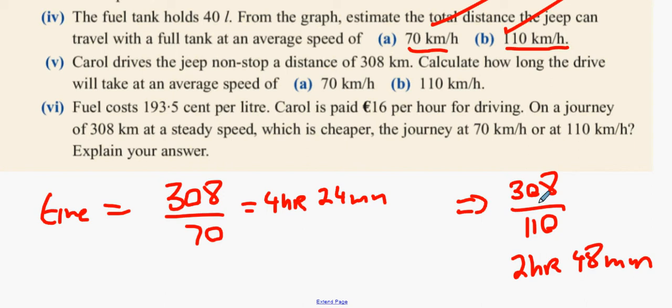Now, fuel costs this much per litre. Carl is paid €16 per hour for driving on a journey of 308 kilometres at steady speed. Which is cheaper, the journey at 70 or the journey at 110? Okay, let's figure this out. Oh dear, this is tough going.